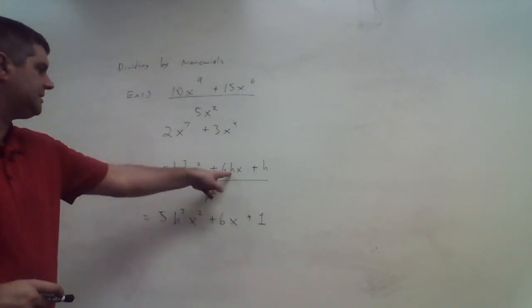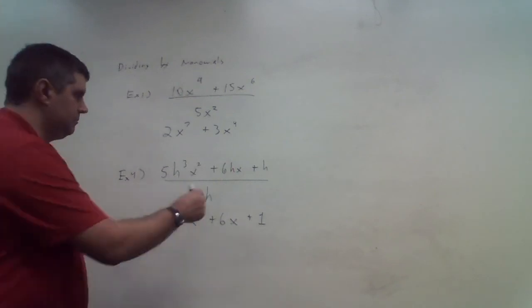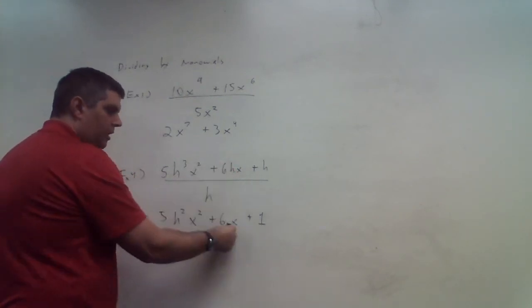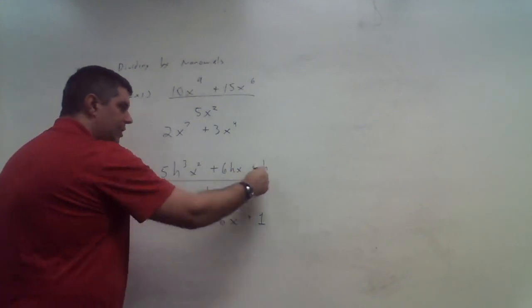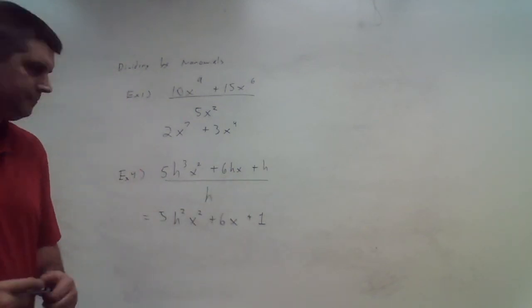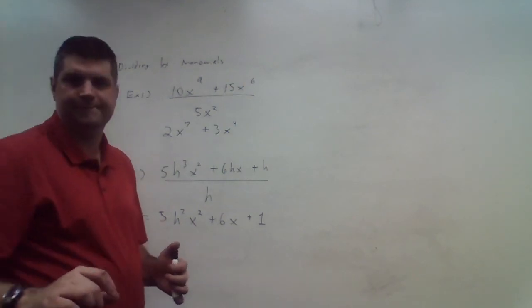That wasn't necessary here because you still had 6x. 6x times the 1 would have left you 6x. But here you have to state the 1 because that's all that's left. Okay? That's it for this handout.